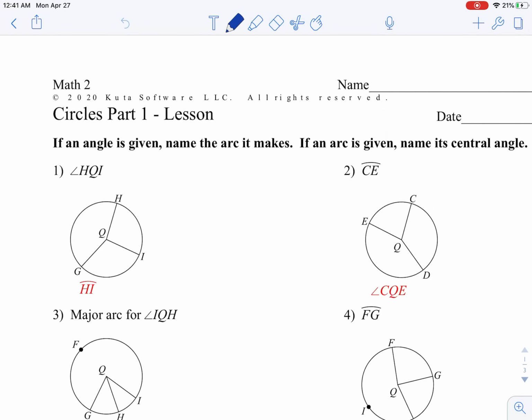Okay, good morning, everybody. Happy Monday. We are covering circles this week and next week. I'm thinking, we'll see how it goes, but I'm thinking we'll do a practice and another quiz like I did before at the end of next week.